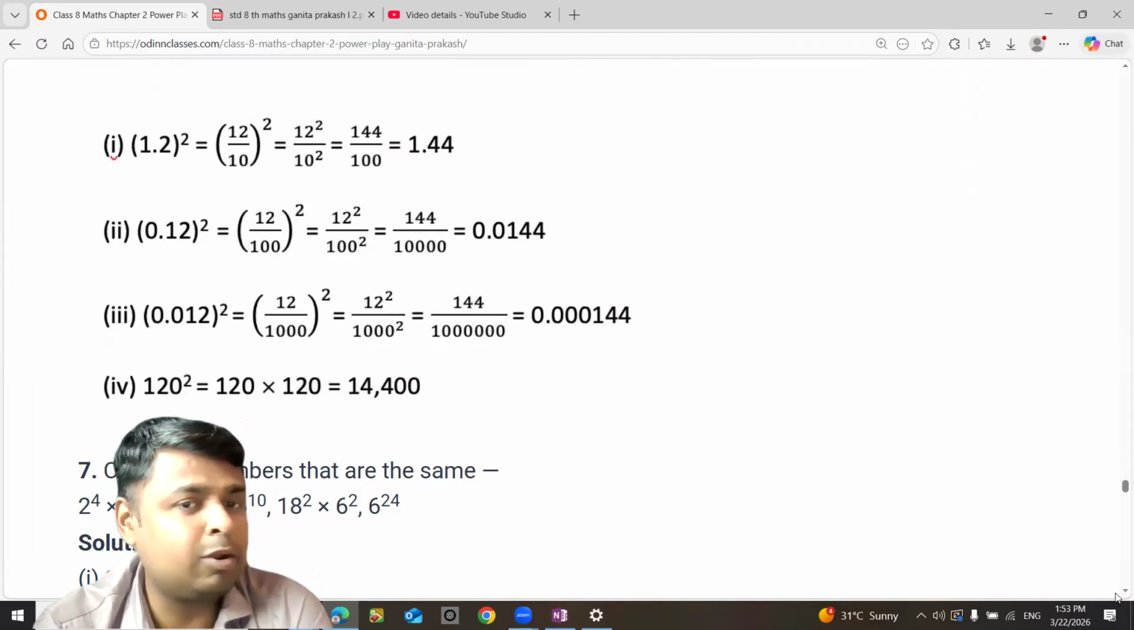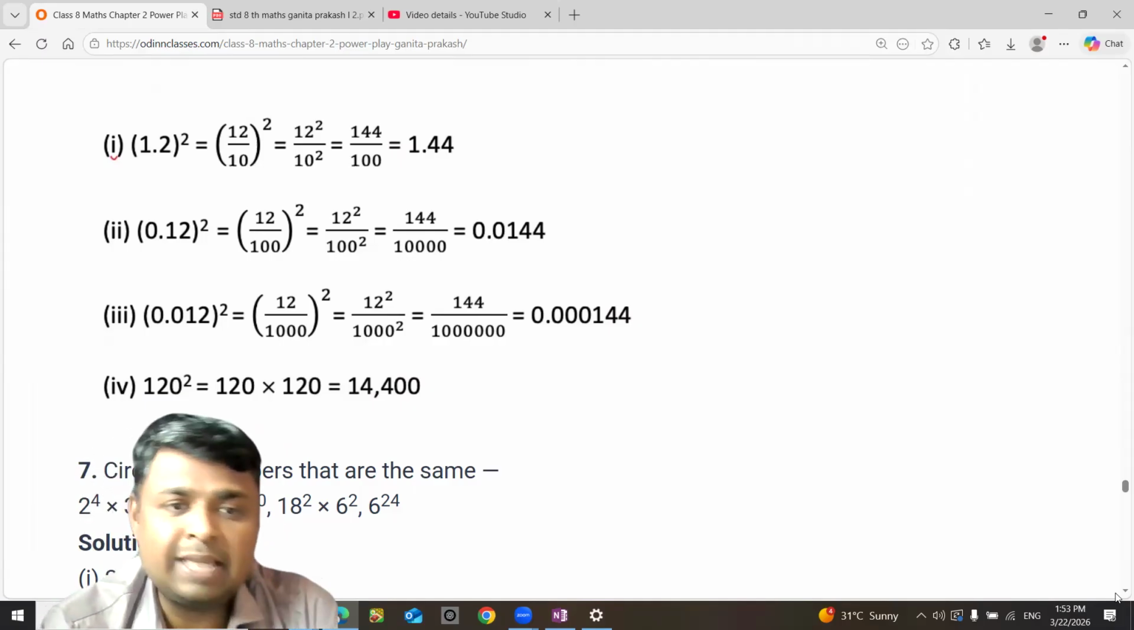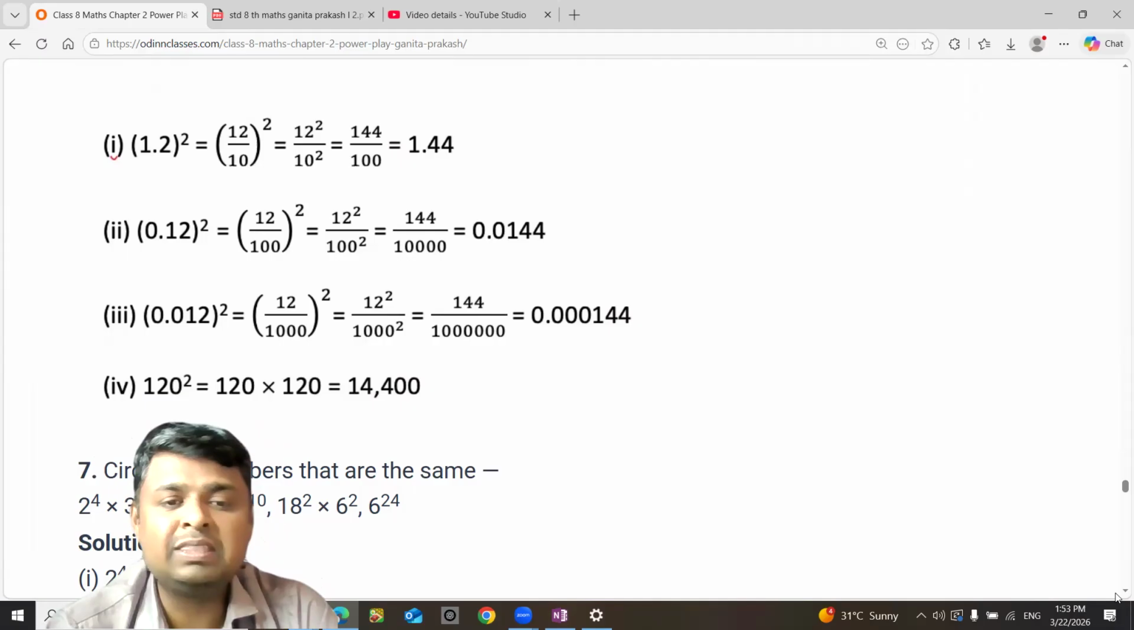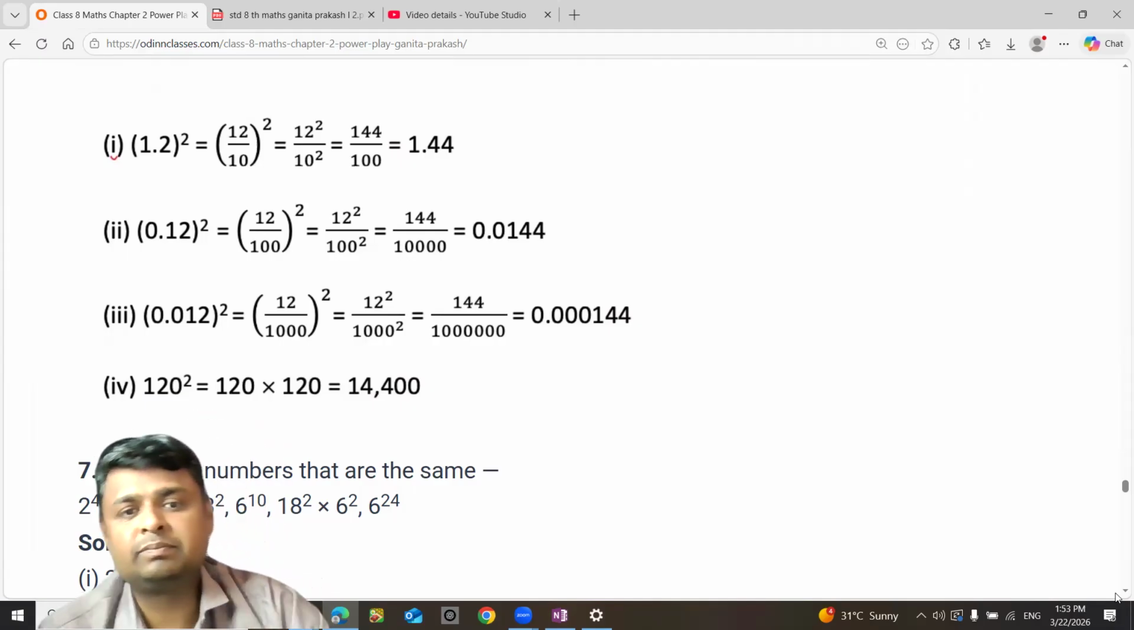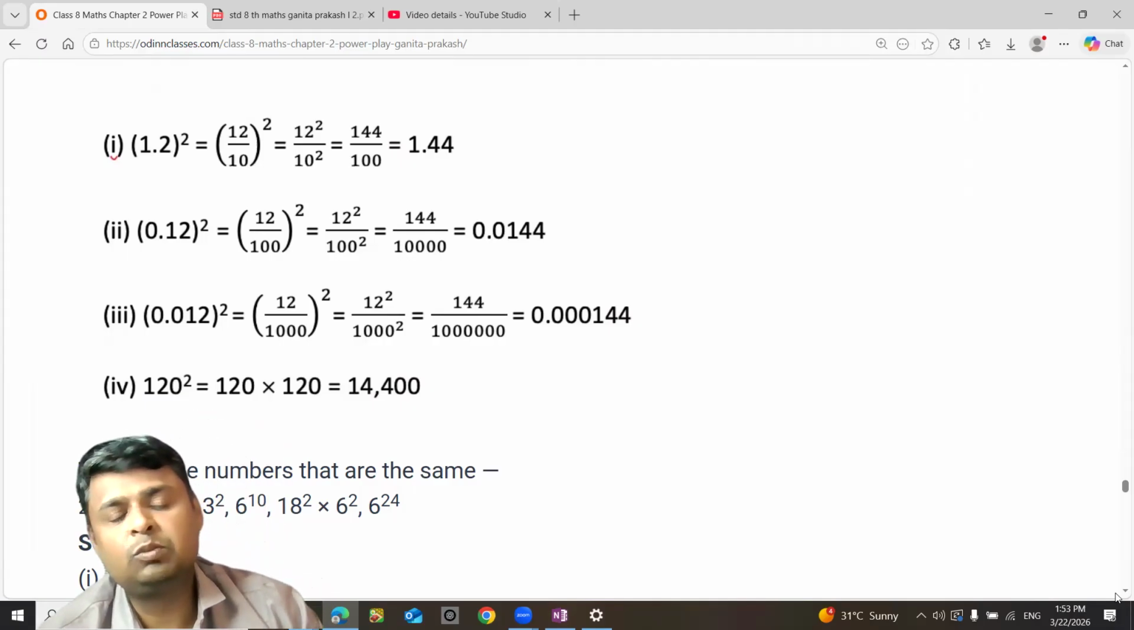Observe, 12 square you already know. 10 square is 100, 100 square is 10,000, and 1000 square is 1,000,000. You can see the zeros, they will double.